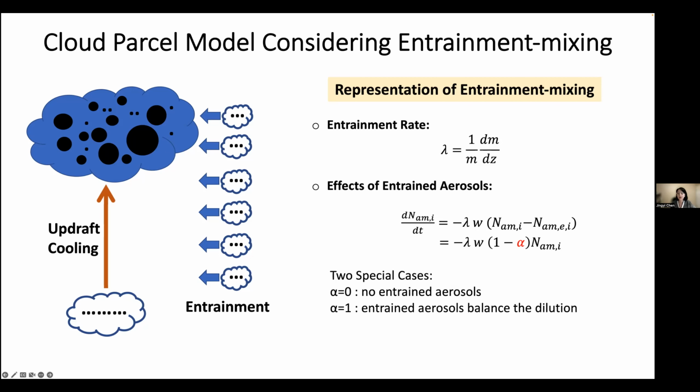When alpha is 0, that represents no entrained aerosols. Then the right-hand side of the equation only includes the dilution effect during the entrainment mixing. When alpha is 1, it represents the entrained aerosol balancing the dilution effect, and the particle number concentration does not change with time. These two special cases are used in previous studies when they want to consider the entrainment mixing. And this brings some limitations to the parameterization.